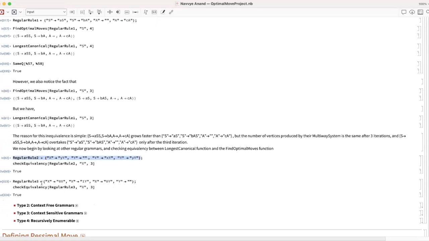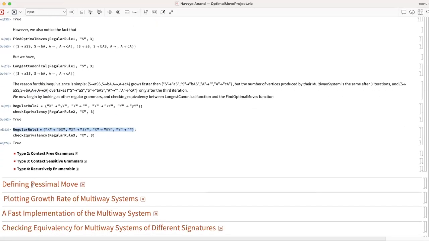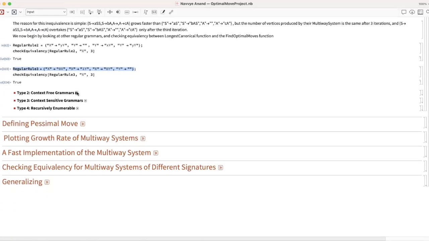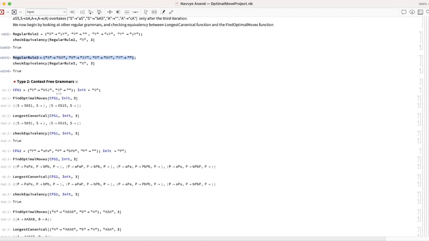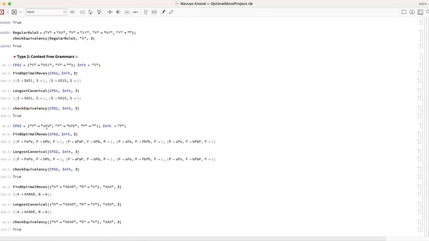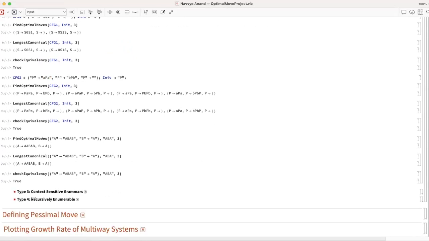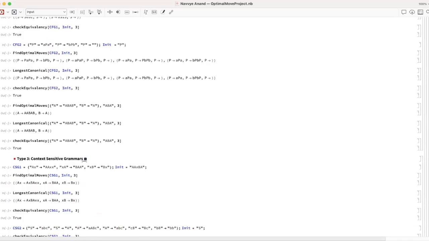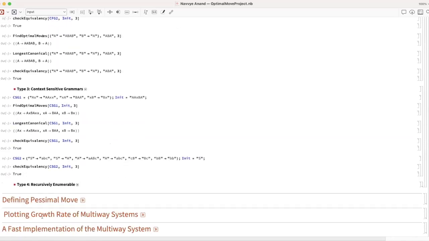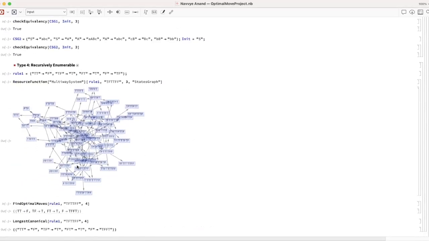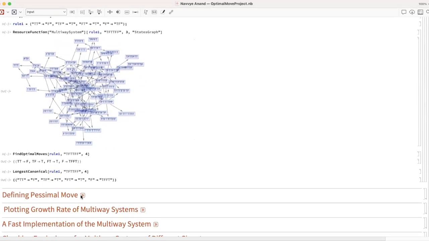And now we check the equivalence for other regular grammars as well. This is another regular grammar, and so is this. And the equivalence yields true in both cases. We now move on to context-free grammars, and we do the same thing. We have a context-free grammar and an initial string S, and we check the equivalency, which yields true. We also check the equivalency for another context-free grammar and another one, and basically all of them yield true. We do the same for context-sensitive grammars, and the equivalency also yields true. And for recursively enumerable, it also yields true.